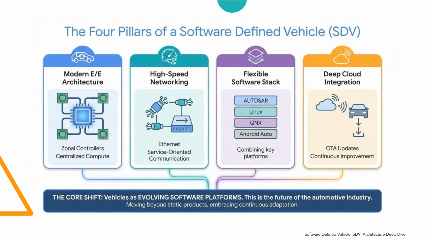Let us now bring everything together. A software-defined vehicle is built on 4 key pillars. First, a modern EE architecture with zonal controllers and centralized compute. Second, high-speed networking using Ethernet and service-oriented communication. Third, a flexible software stack combining AUTOSAR, Linux, QNX, and Android Automotive. And fourth, deep cloud integration, enabling OTA updates and continuous improvement.